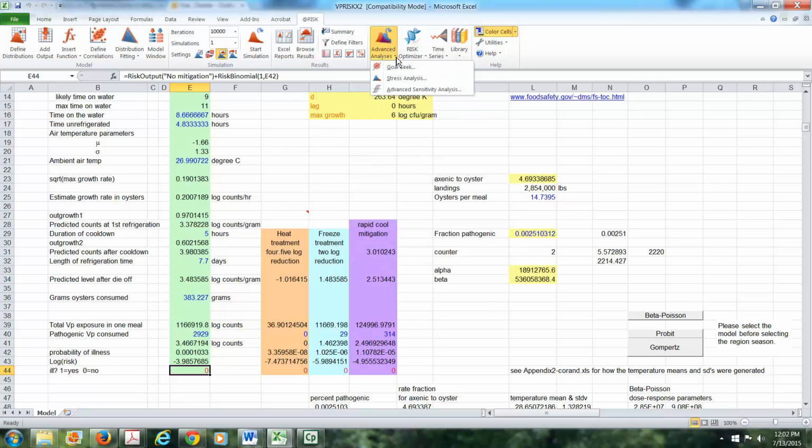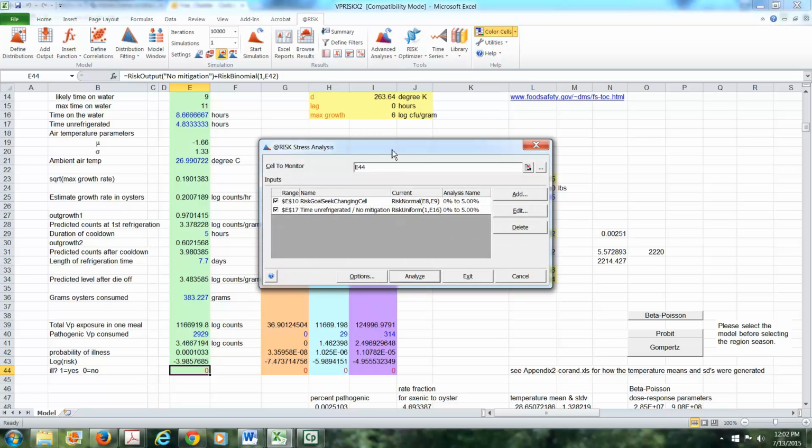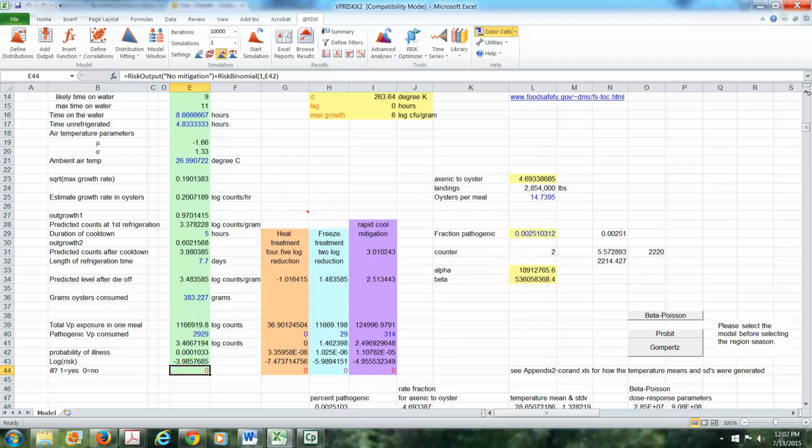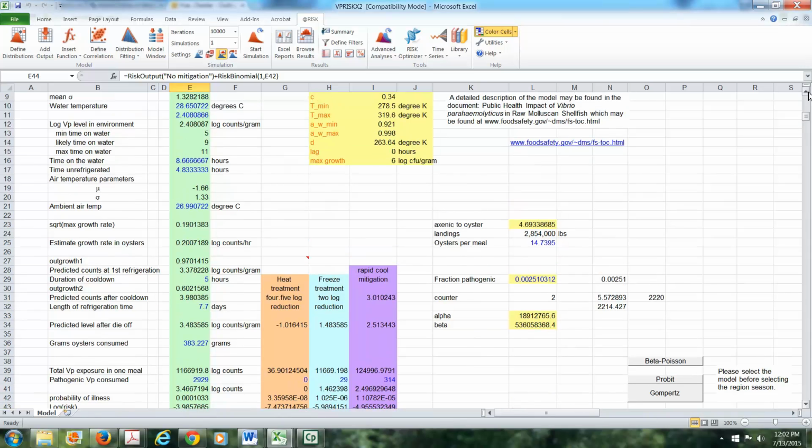Go back to advanced analysis, and there's something called stress analysis that you can do. So for stress analysis, essentially what I did was I went into the model and I said, take a look at E44, and I am interested in two variables in particular, E17, which we've been talking about here, that's the time unrefrigerated, and E10. Now E10 happens to be the water temperature.